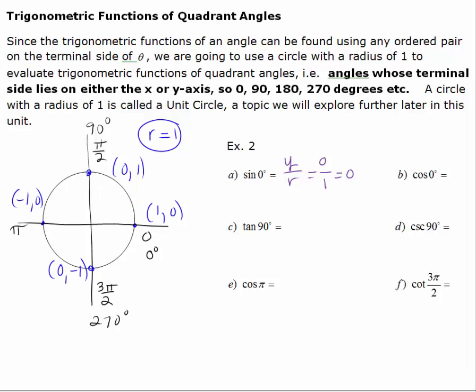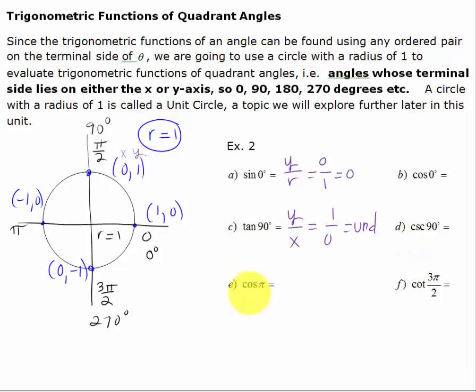All right, so let's get back to our circle that has a radius of 1. And let's evaluate our trig functions. The tangent of 90 degrees. Tangent is y over x, and so at 90 degrees, my x is 0 and my y is 1. So the tangent is going to be 1 over 0, or that would be considered undefined.